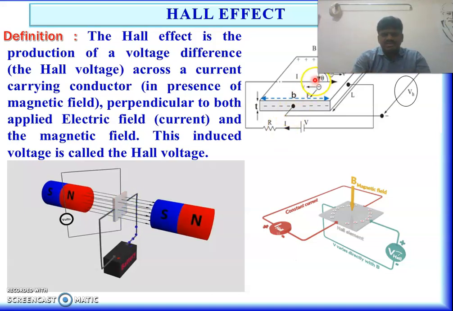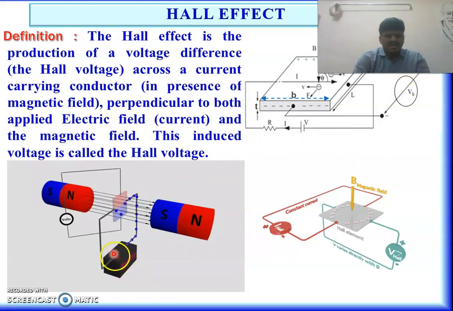That means, see here, this is the applied electric field, this is the applied magnetic field. So there is an induced voltage in this direction, which is perpendicular to both the applied electric field and the magnetic field. This induced voltage we will call the Hall voltage, and this effect is called the Hall effect, and this field you can call the Hall electric field.